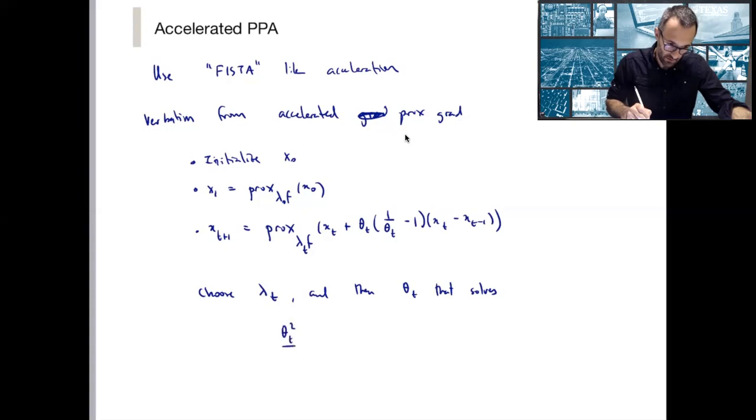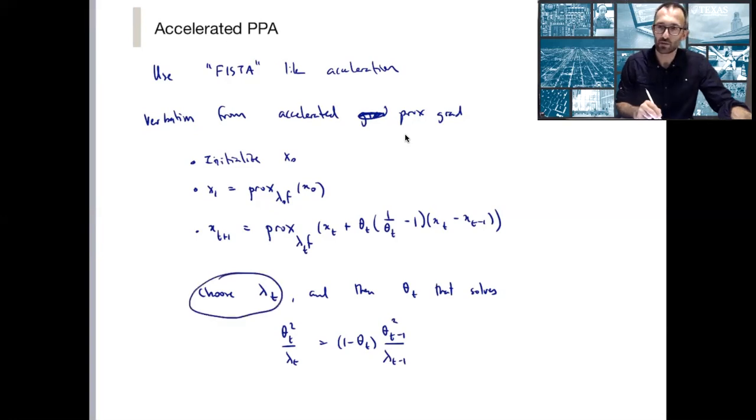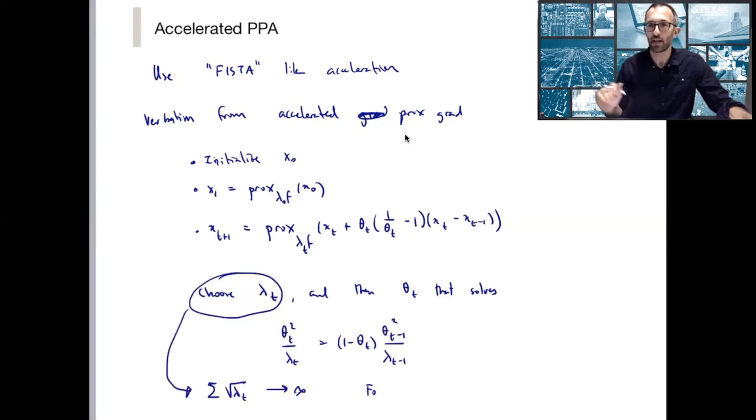Theta t squared divided by lambda t equals 1 minus theta t times theta t minus 1 squared over lambda t minus 1. And you can choose any sequence of lambda t's you want, and convergence is guaranteed if you have the sum of square root of lambda t going to infinity. And certainly this is satisfied for a fixed schedule, lambda t equals lambda for all t, and for that fixed schedule we get back the accelerated convergence rates that we expect, which is basically 1 over t squared.